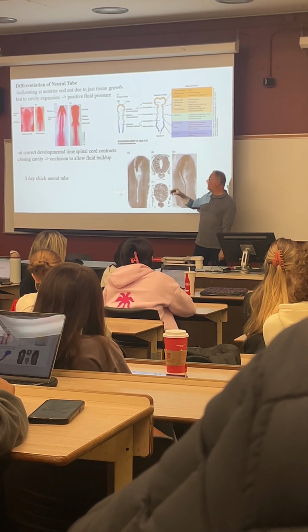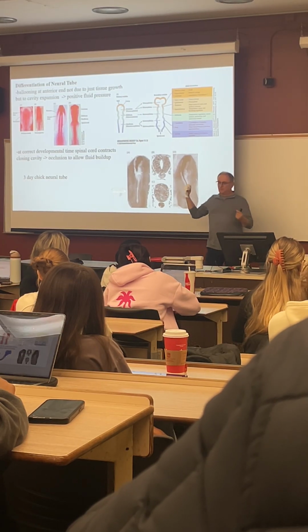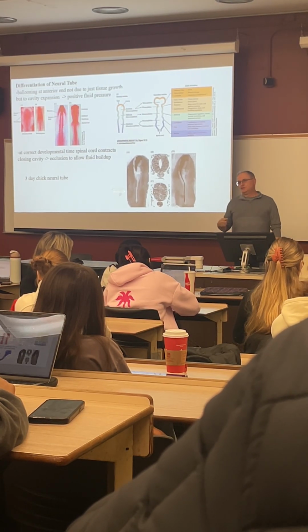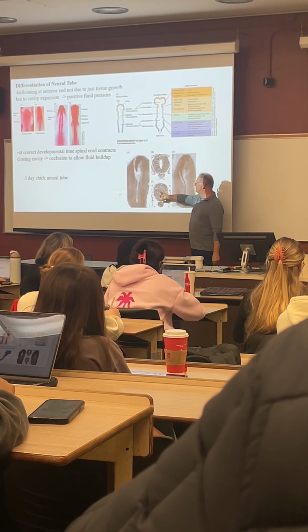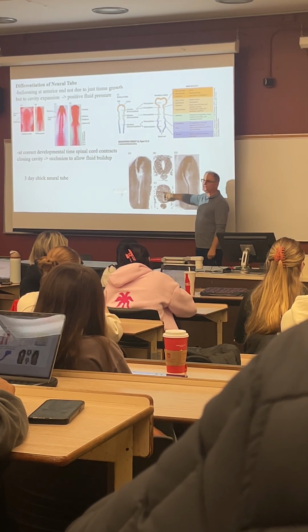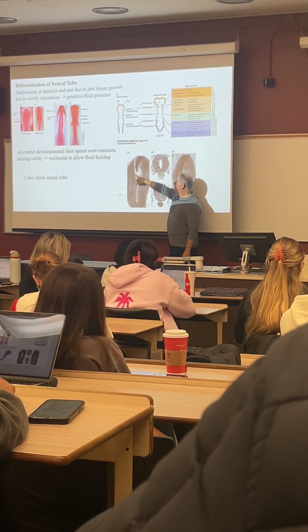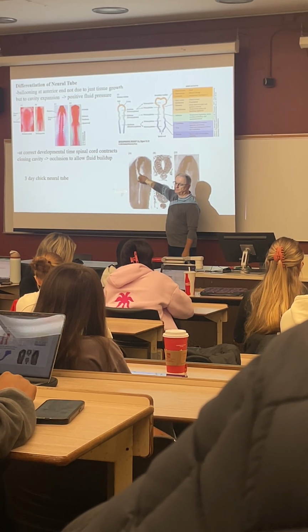Your spinal cord is kind of hollow. There's a tube through it, and there's fluid in it. However, during a stage of early development, part of your neural tube actually closes. There's a constriction in your neural tube, basically just below where your brain will form.